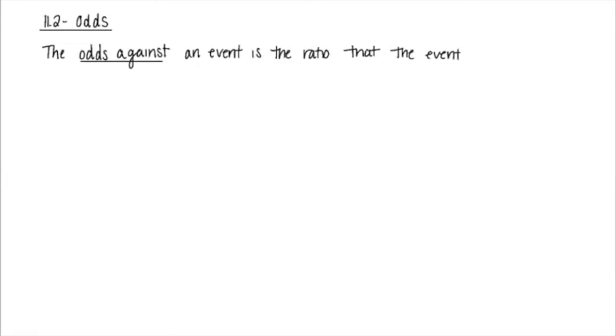They're closely related. They're just the flip of one another. But the odds against an event is the ratio of the probability that the event will fail to occur to the probability the event will occur.